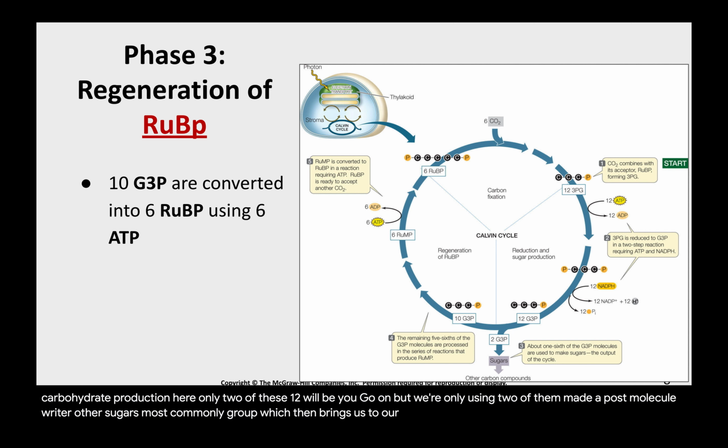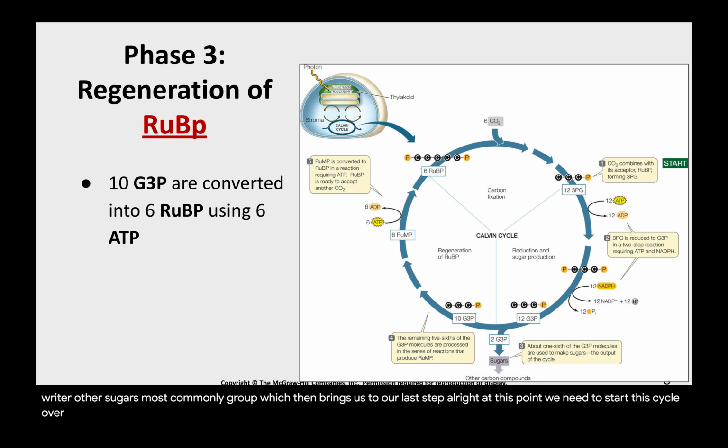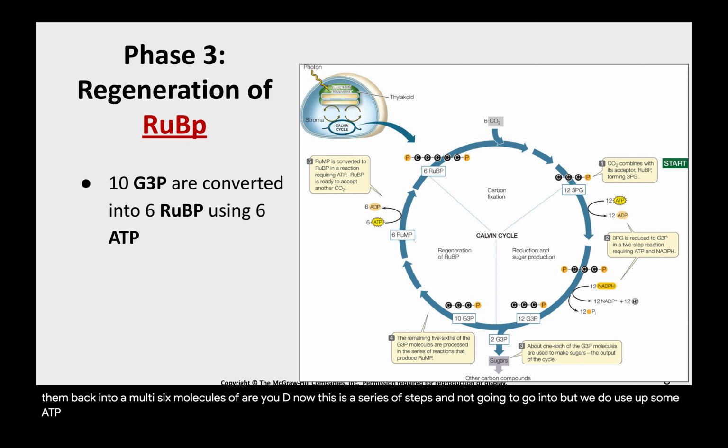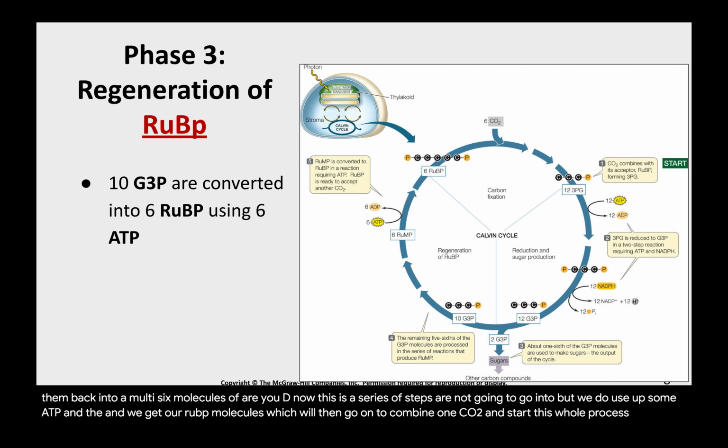Which then brings us to our last step. At this point, we need to start this cycle over again, but we can't do that unless we have our molecule of RuBP. So we need to transform the remaining G3P molecules, 10 of them, back into 6 molecules of RuBP. Now this is a series of steps which we're not going to go into detail on, but we do use up some ATP, and in the end we get our RuBP molecule back, which will then go on to combine with CO2 and start this whole process again.